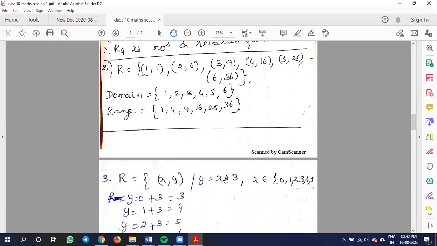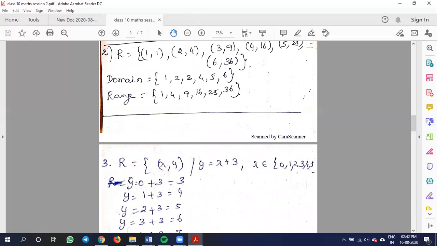Now, what is the next sum? A relation R is given by the set of x, y such that y is equal to x plus 3 and x belongs to 0, 1, 2, 3, 4, 5. Now, determine its domain and range. For that, you have to find out the elements of y.